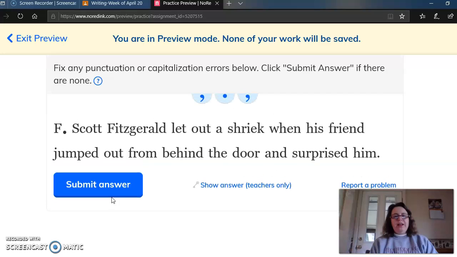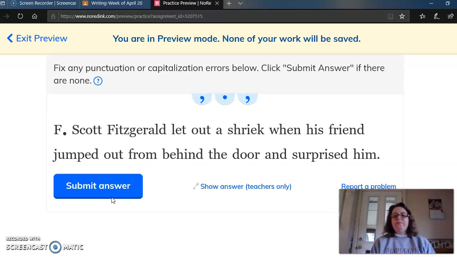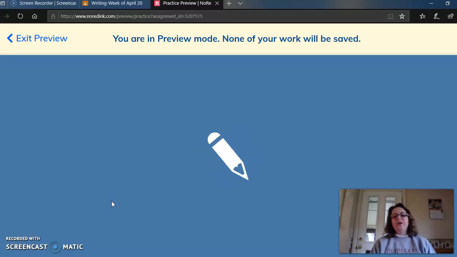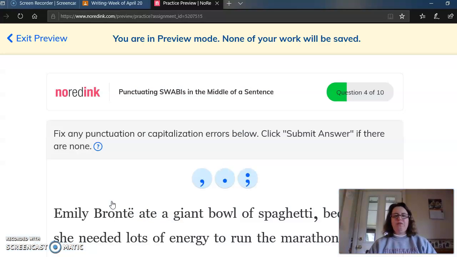F. Scott Fitzgerald let out a shriek when his friend jumped out from behind the door and surprised him. Now this looks good to me, but I'm still going to do my independent clause test. F. Scott Fitzgerald let out a shriek. That is its own sentence. His friend jumped out from behind the door and surprised him. That could be a sentence. So we're going to hit Submit. You're going to keep doing this, but I'll do one more for you.